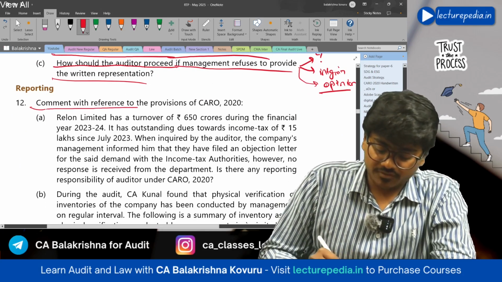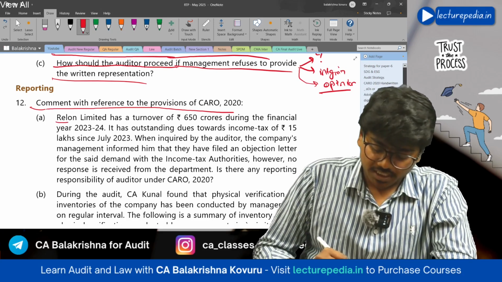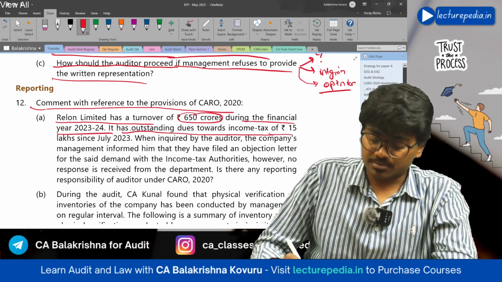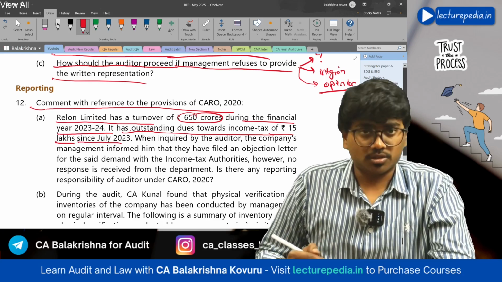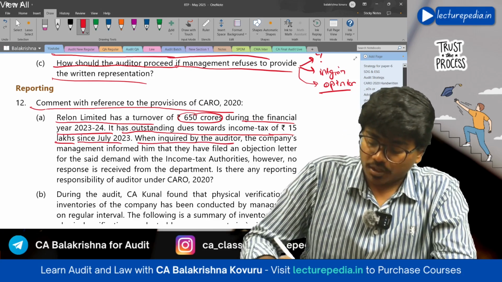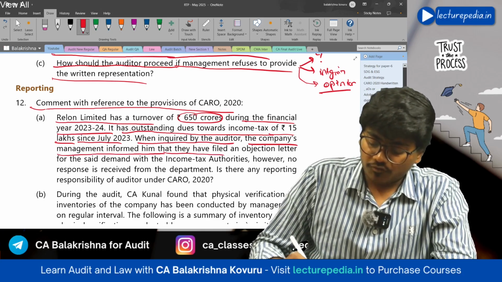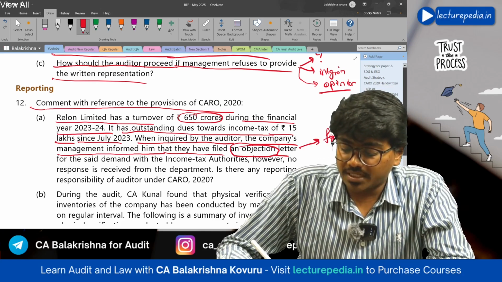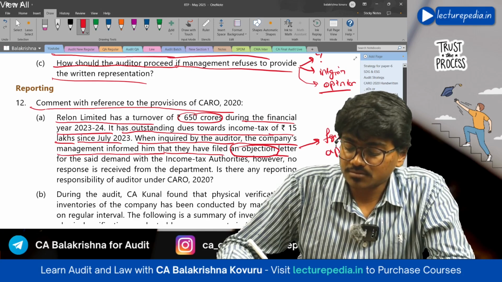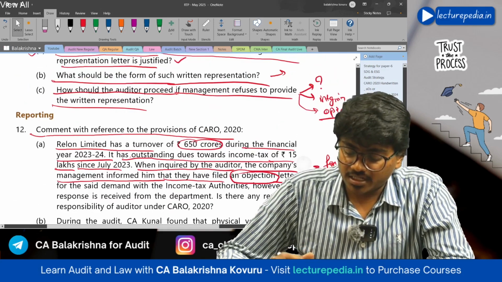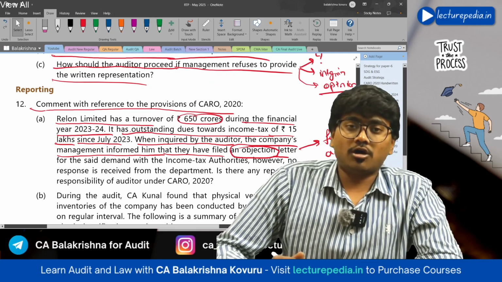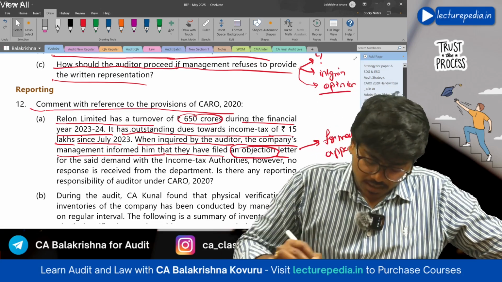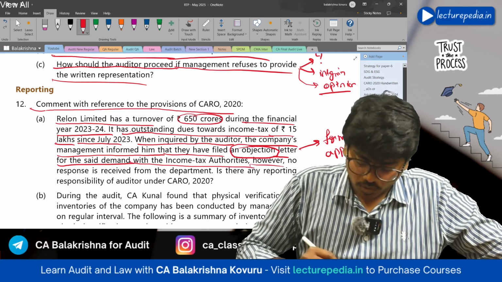Question number 12. Comment with reference to provisions of CARO 2020. Relon Limited has a turnover of 650 crores during the financial year 23-24. It has outstanding dues towards income tax of 15 lakh since July 2023. When inquired by the auditor, the company's management informed him that they have filed an objection letter. See, this is just an objection letter, not a formal appeal. Until and unless a formal appeal is filed, you cannot say there is a dispute. This is just a normal objection. It will not be treated as a dispute for the said demand with the income tax authorities. However, no response is received from the department.